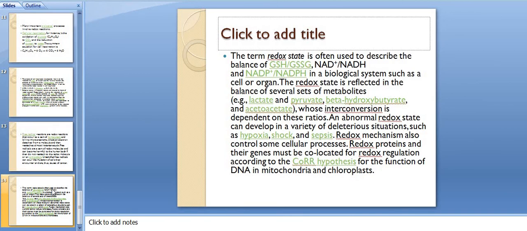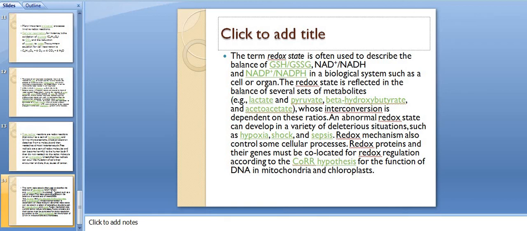Next, the term redox state is often used to describe the balance of GSH, GSSG, NAD plus, NADH and NADP plus, NADPH in a biological system such as a cell or organ. The redox state is reflected in the balance of several sets of metabolites, such as lactate, pyruvate, beta hydroxybutyrate and acetoacetate, whose interconversion is dependent on these ratios.